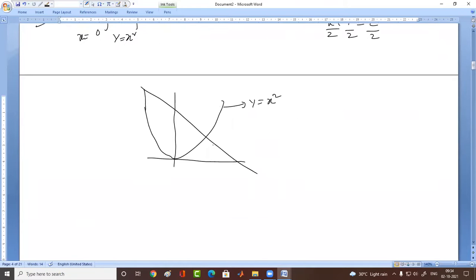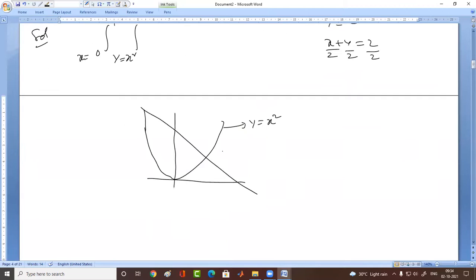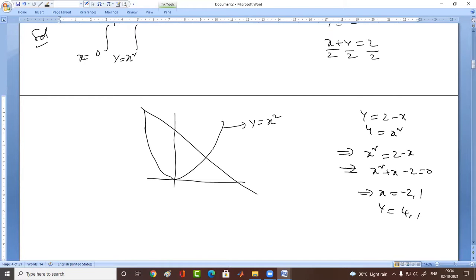So already you know about the points of intersection. y equals 2 minus x, y equals x squared. If you simply equate these two, x squared equals 2 minus x, already known. Same like our previous problem. There is no change here. x equals minus 2 comma 1. So when x is minus 2, y becomes 4, and when x is 1, y is 1. So this is one point of intersection, (1, 1), and this is another point of intersection, (minus 2, 4).